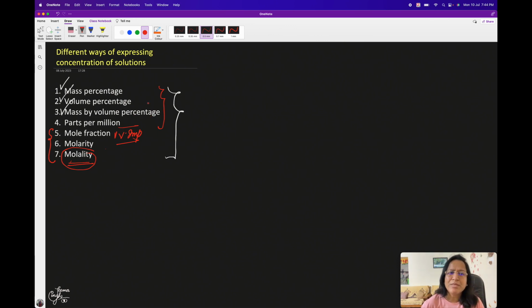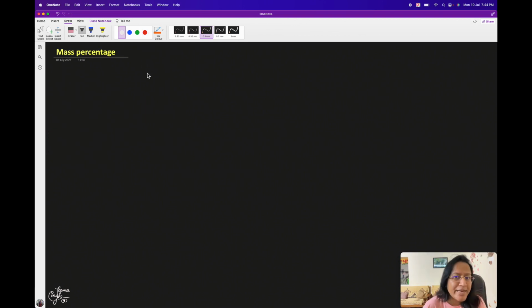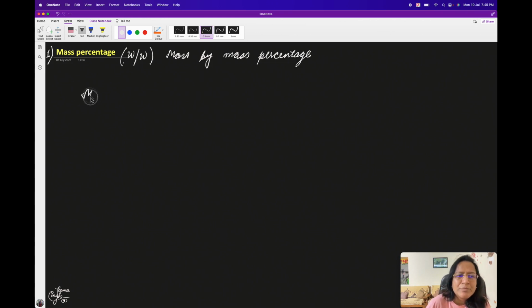So let's begin with the first one, that is the mass percentage. So children, you can write with me. We begin with mass percentage, and it is represented by W by W. All right? It's also called mass by mass percentage. Now, first of all, we'll do the formula. It says mass percent of a component. Now, that component can be a solute or a solvent. So, you can have this for solute or you can have it for the solvent, right?